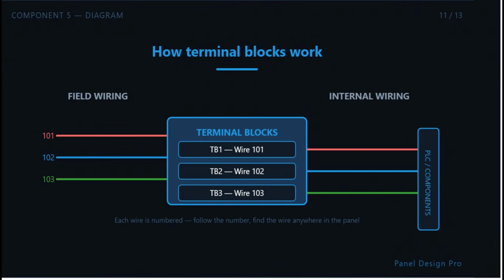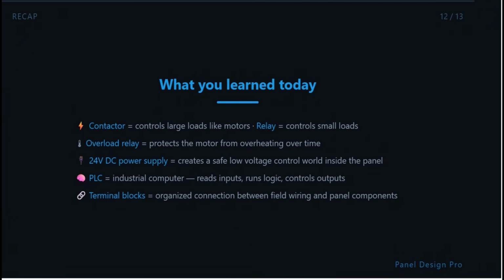Every field wire has a numbered terminal. If something goes wrong in the field, you can disconnect just that wire at the terminal block without touching anything else inside the panel. If you need to replace a component, you disconnect the internal wires at the terminal block, swap the component, and reconnect. Clean, organized, and professional. Terminal blocks are one of those things that seem unnecessary until you've tried to troubleshoot a panel without them. Let's recap what you learned today.